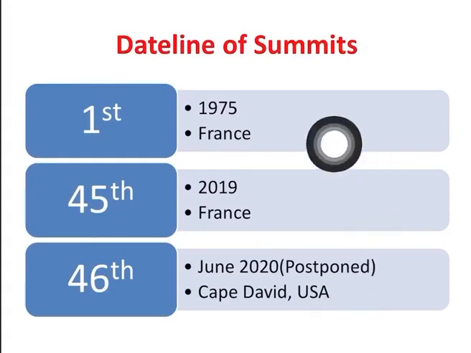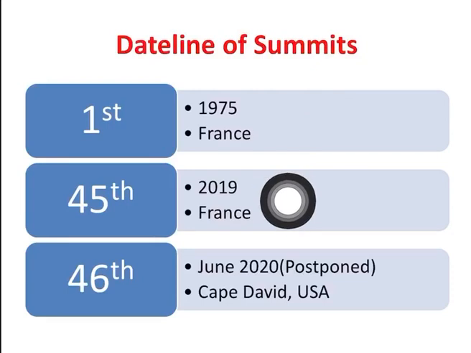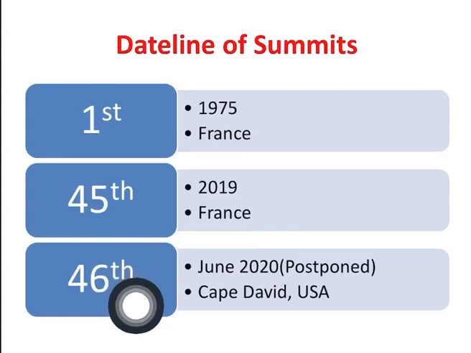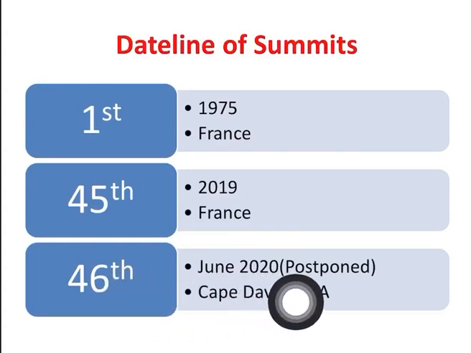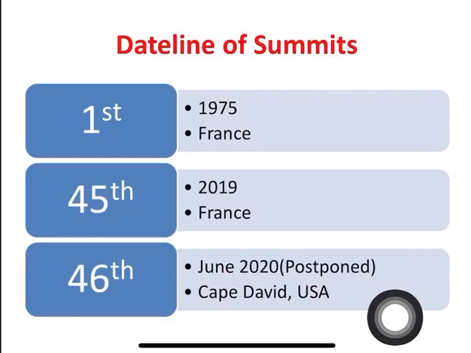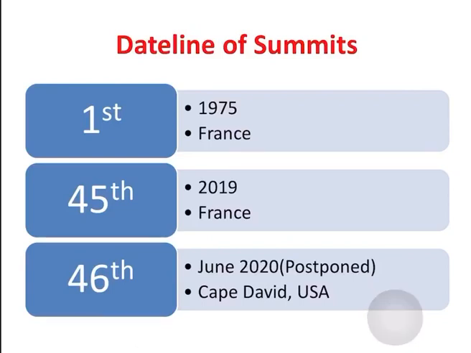The first summit was in 1975, in France. The 45th summit, the latest summit, was in 2019, again in France, and in this summit India was also invited. The 46th summit of G7 was supposed to be in June 2020 in the US, but because of the COVID-19 pandemic, it has now been cancelled. So you can see that G7 was established in 1975, and the upcoming G7 summit is the 46th summit. You can notice the consistency of the summits: G7 has consistently called all the summits every year.